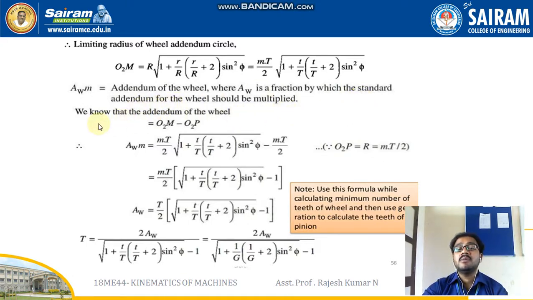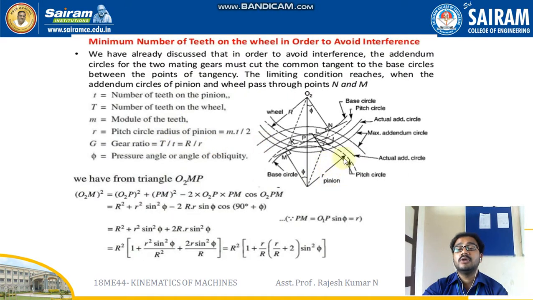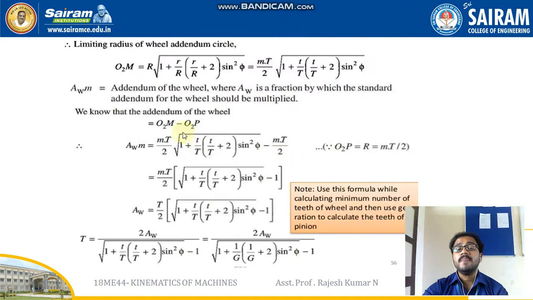So we know that the addendum of the wheel is nothing but O2M minus O2P. Addendum I am talking about. So O2P minus O2M minus O2P. So AWM will be equal to MT by 2 square root of 1 plus capital T by small t into small t by capital T plus 2 into sin square phi minus MT by 2.